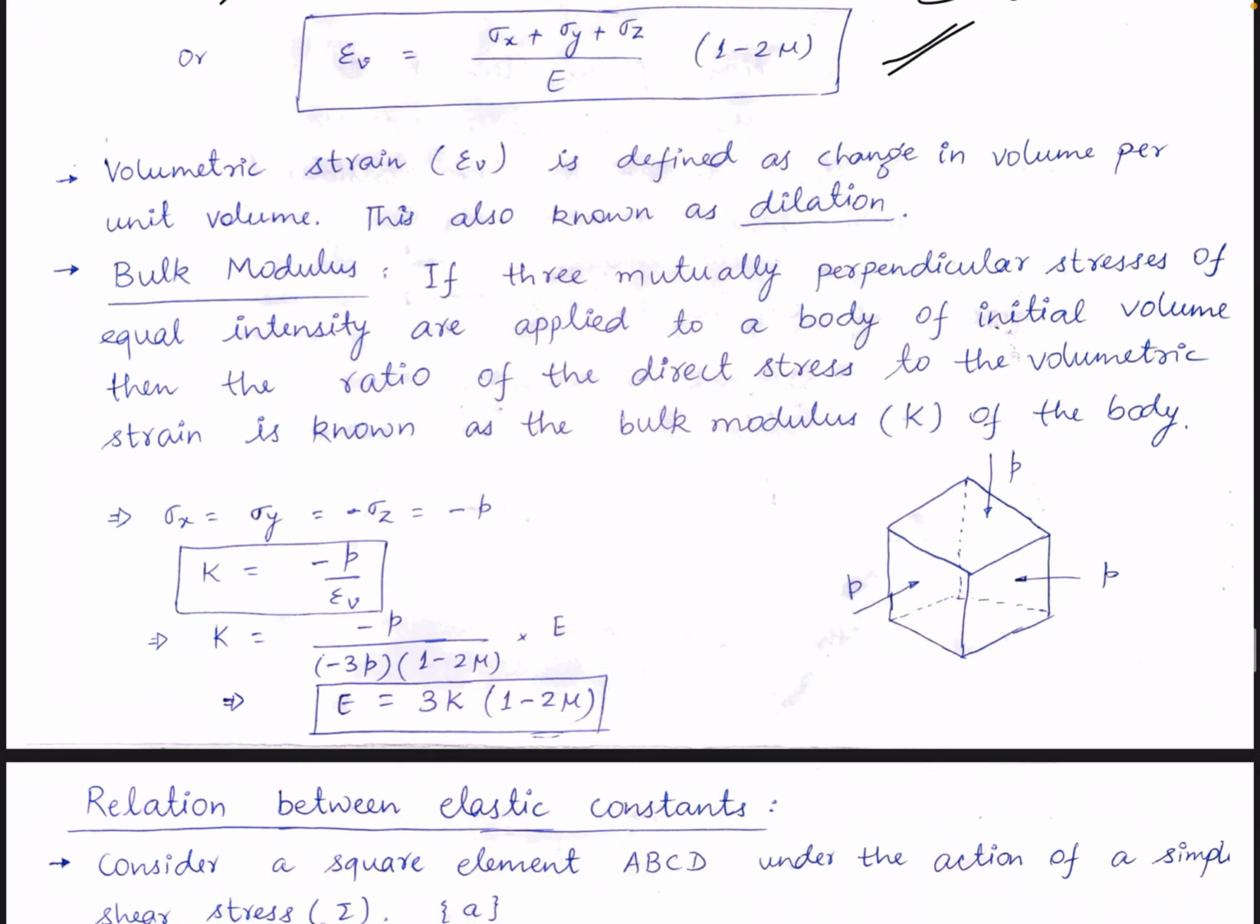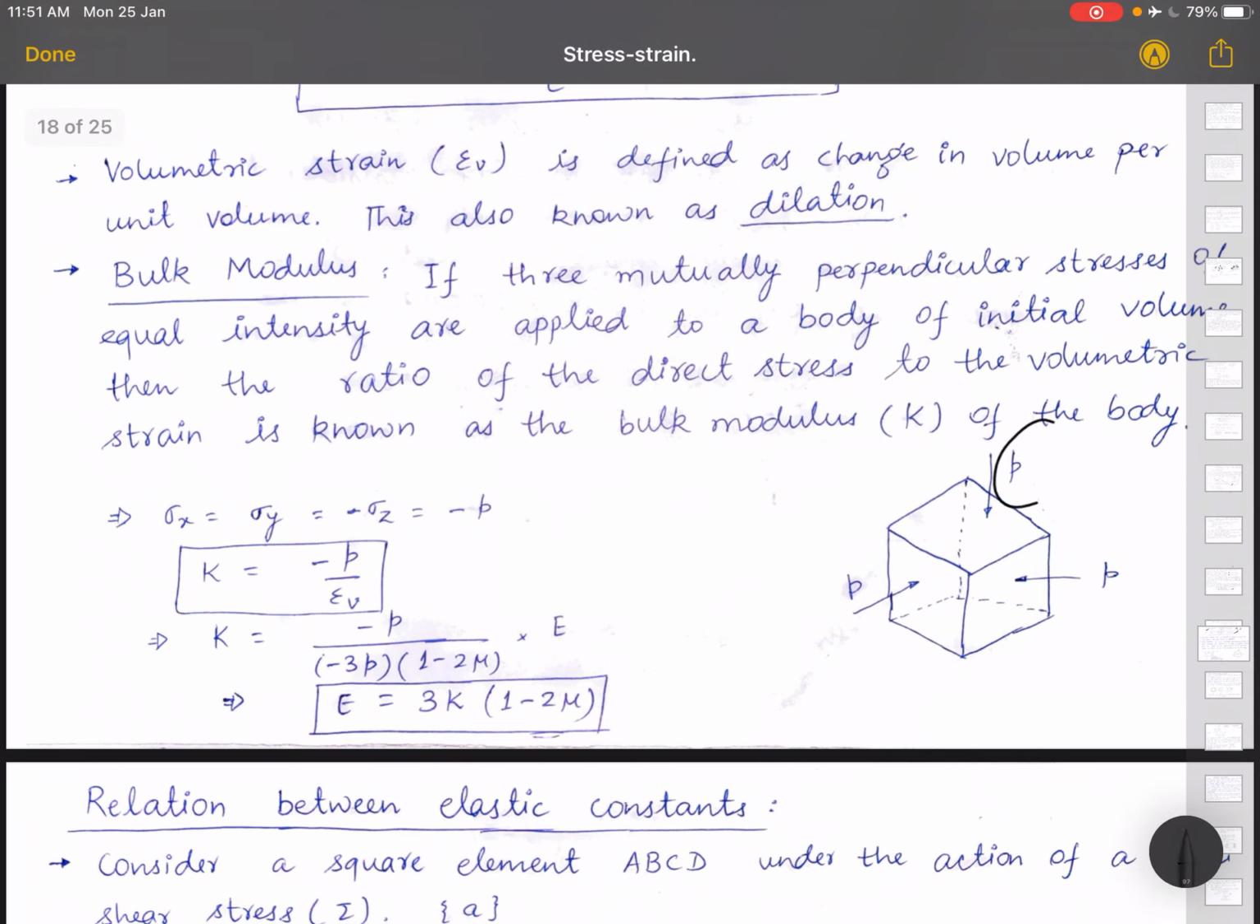So there you can see something like this. All the directions are the same. That means sigma x is equal to sigma y is equal to sigma z is equal to minus p. So K is what? Minus p upon epsilon v.